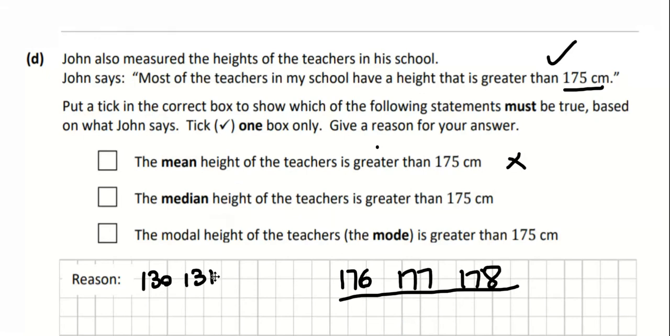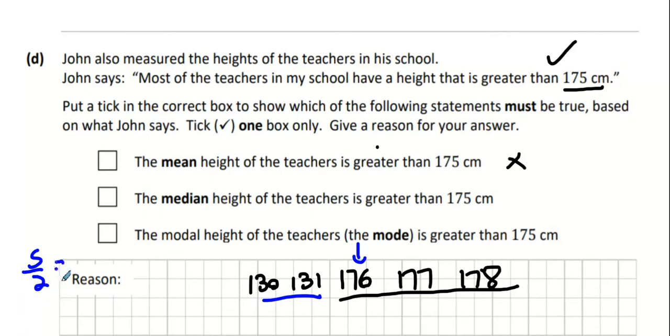I think in this case that's going to be true, because despite having 2 really low numbers, for the median, or the middle term of 5 numbers, you do 5 divided by 2 and you get 2.5, round it up to the third person. And you definitely know, because most of the teachers have to be above 175, this means that the middle teacher and above always have to be, they need more than 50% to be above 175. So we definitely know this is true.